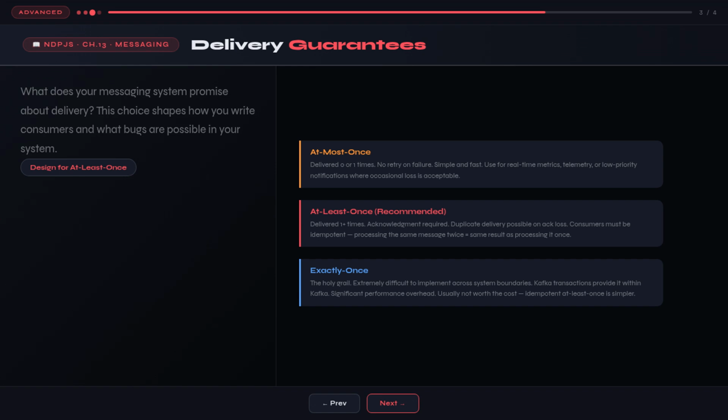Exactly once delivery is the holy grail: every message delivered precisely once, no duplicates, no losses. It's also extremely difficult to implement correctly in a distributed system and comes with significant performance overhead. Kafka's transactions feature provides exactly once semantics within the Kafka ecosystem, but guaranteeing exactly once across your entire system boundary requires careful coordination. The practical recommendation from the book: design for at least once delivery with idempotent consumers.